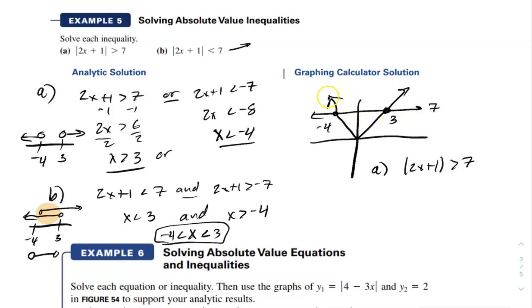My absolute value function is this guy. I want to know when this, I should change the color. I want to know when this orange graph is greater than 7, which is this line right here. Well, where is this thing greater than 7 at? So remember, when we're looking at a graph, it's all about when is it above 7. So when is this above 7? So that happens here and here. Right, so it happens from negative infinity to negative 4, and then from 3 to infinity.